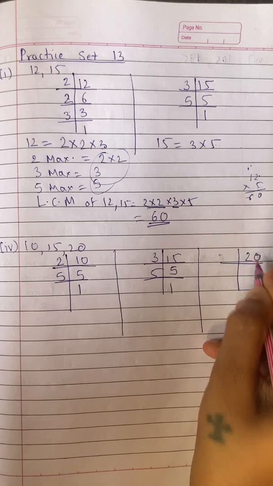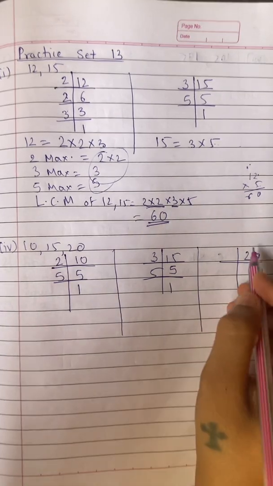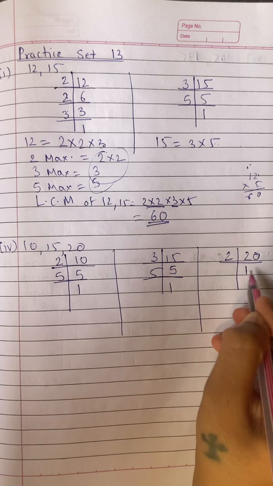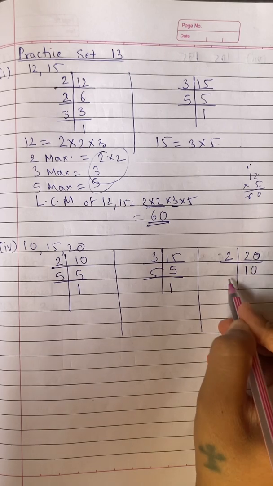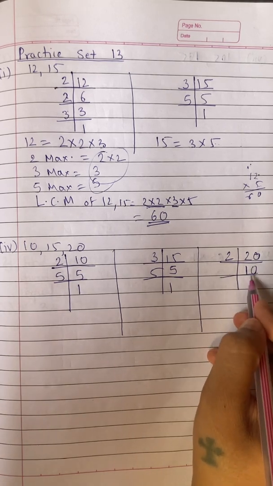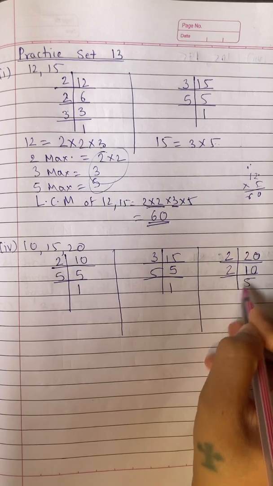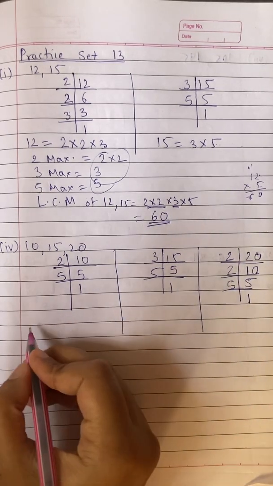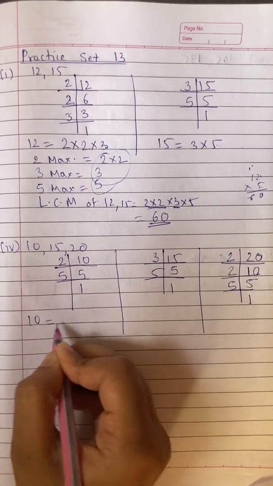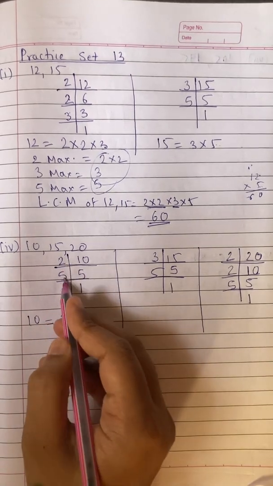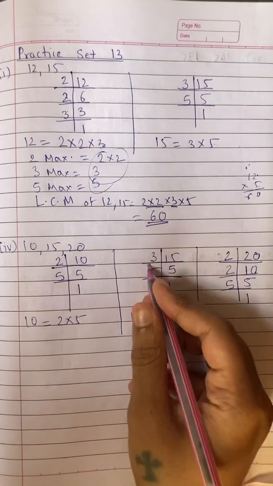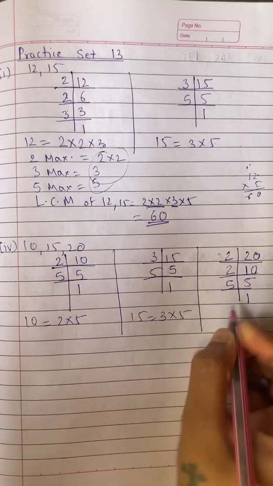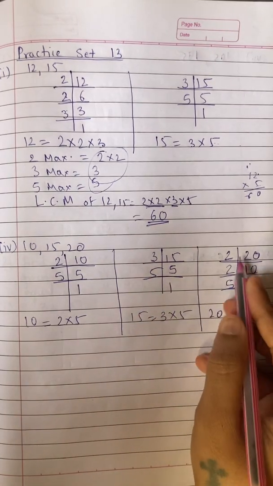And now I'll write for 20. 20 comes in 2's table. 2 1s are 2, and 0, so 2 10s are 20. Now 2 5s are 10 and 5 1s are 5. Horizontally also you have to write down: 10 is equal to 2 into 5, 15 is equal to 3 into 5, and 20 is equal to 2 into 2 into 5.